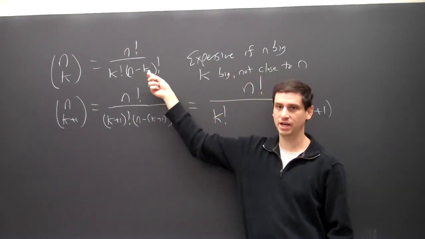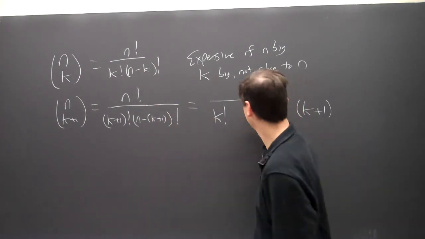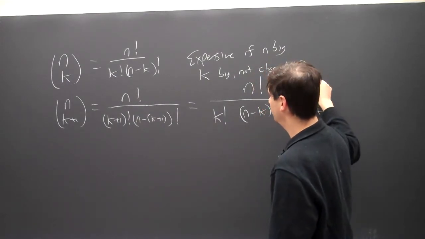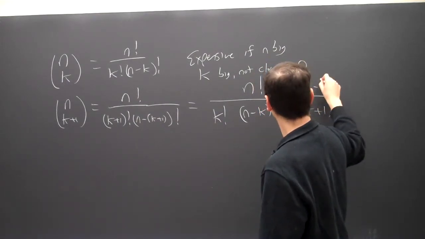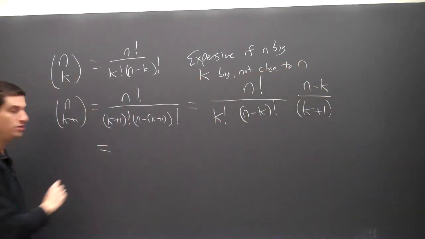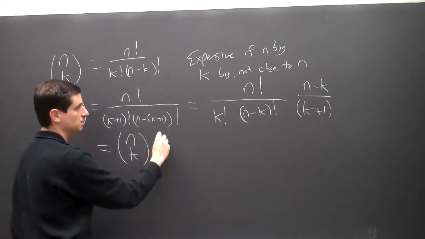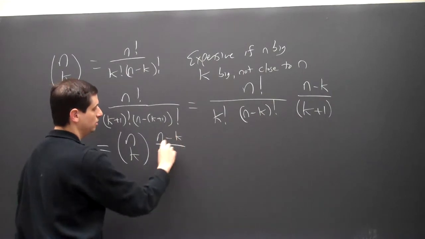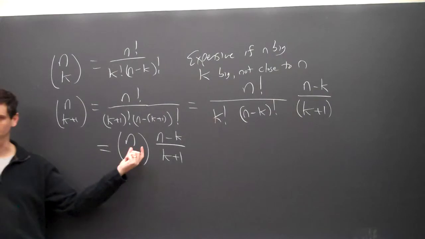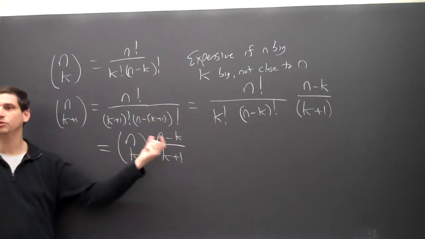I want to have n minus k. So I need to put in an n minus k down below. And now up above, I will have an n minus k. So what we get is n choose k plus 1 is n choose k times n minus k over k plus 1. So if I know this value, I can get the next value very quickly by just looking at, am I multiplying by an even or an odd number?